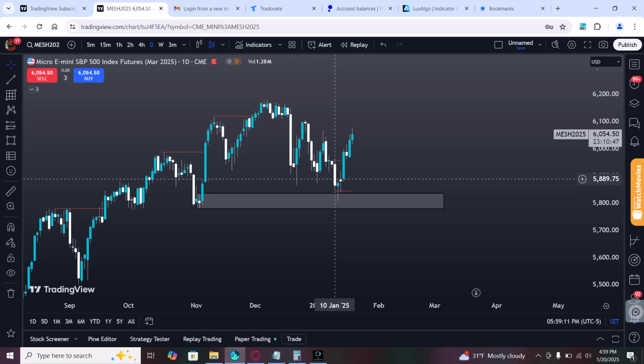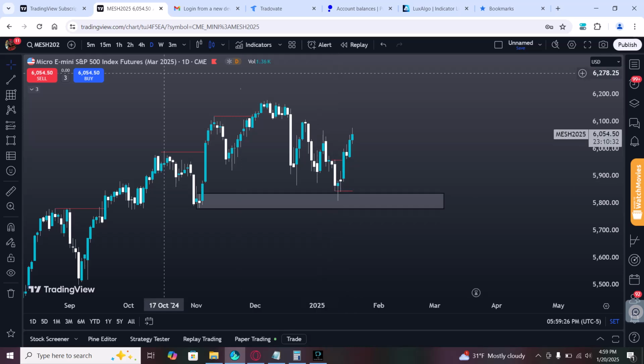So this was January 10th. You go over the weekend and Monday, first thing it opened up, came down, took out the liquidity from this previous day low, and it shot up. So basically, you can scale in on a lower time frame right here, which is something I'm gonna do.